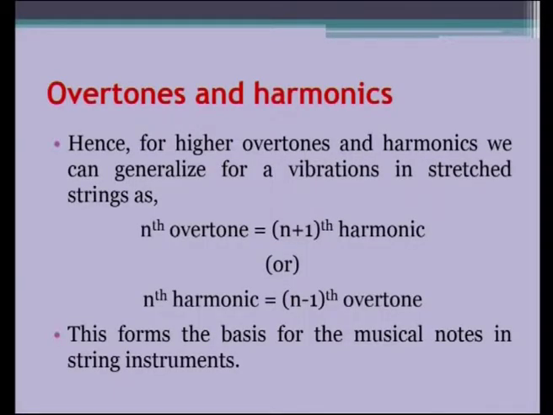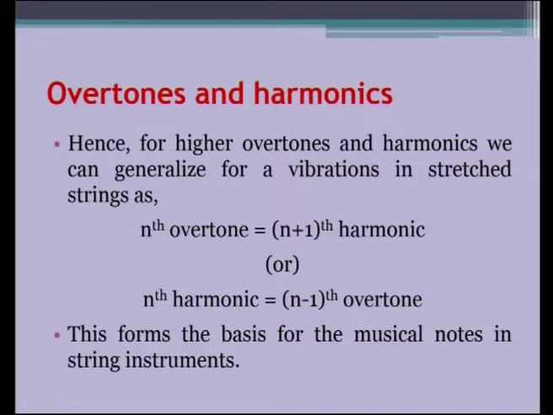Hence, for higher overtones and harmonics, we can generalize for a vibration in stretched strings as: the nth overtone will be equal to the (n plus 1)th harmonic. This is one way of representing it, or we can represent it the other way also. The nth harmonic will be equal to the (n minus 1)th overtone. Any one we can keep in mind. I think the first way of representing is somewhat easy for us. The nth overtone is the (n plus 1)th harmonic. This one standard equation we can keep in mind as far as the vibrations in stretched strings are concerned.